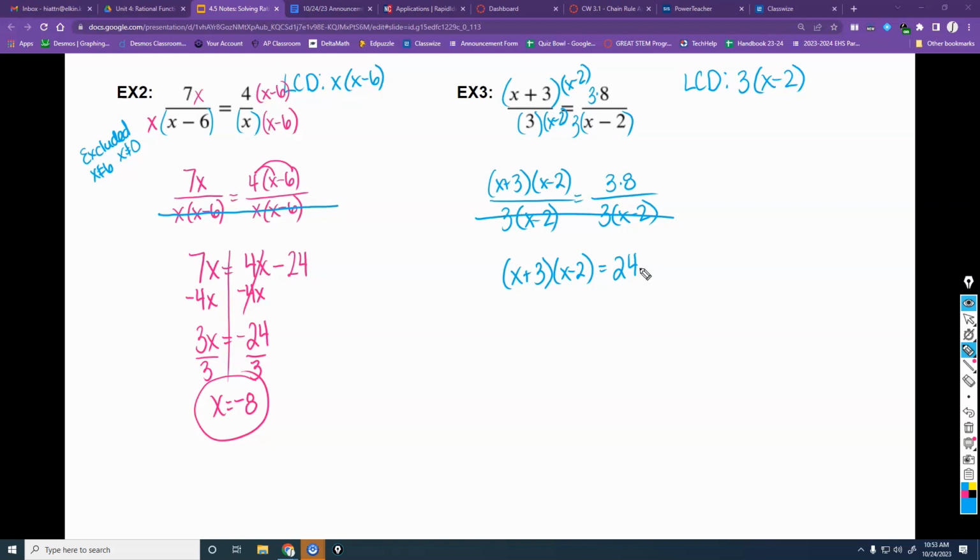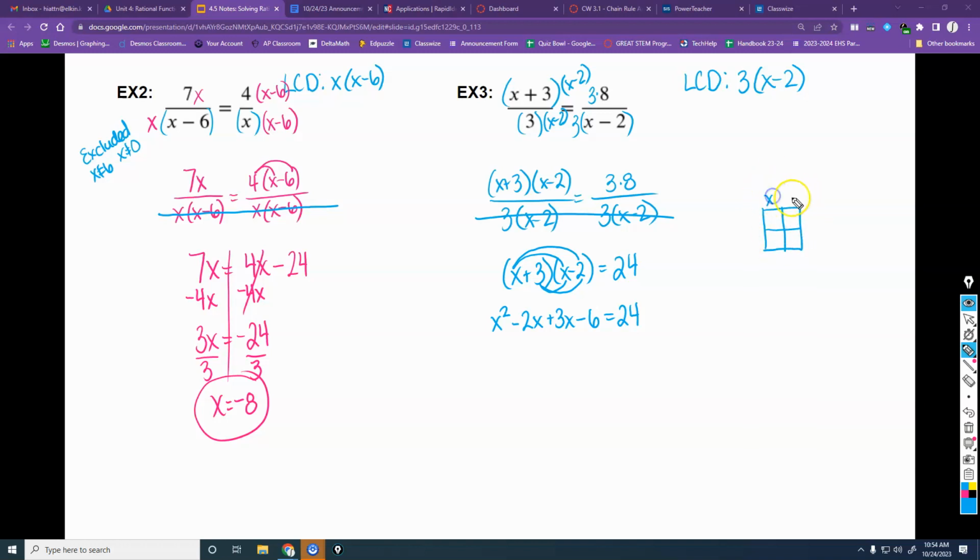This is where we're having some trouble, this x plus 3 times x minus 2. I don't use the box very much, but you're doing x times x, which is x squared. You do x times negative 2, which is negative 2x. You do 3 times x, which is positive 3x. 3 times negative 2 is negative 6. This equals 24.